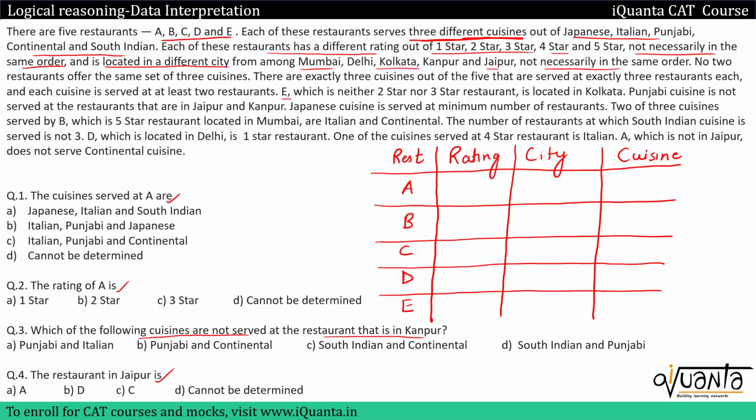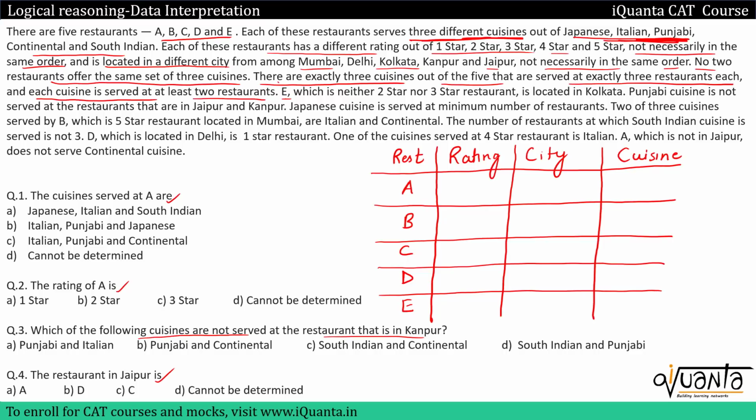Not necessarily in the same order. No two restaurants offer the same set of 3 cuisines. So the set of cuisines that every restaurant is serving will be different for all, okay? There are exactly 3 cuisines out of the 5 that are served at exactly 3 restaurants each, and each cuisine is served at least 2 restaurants. So we have to make sure that every cuisine must be served at least 2 restaurants.